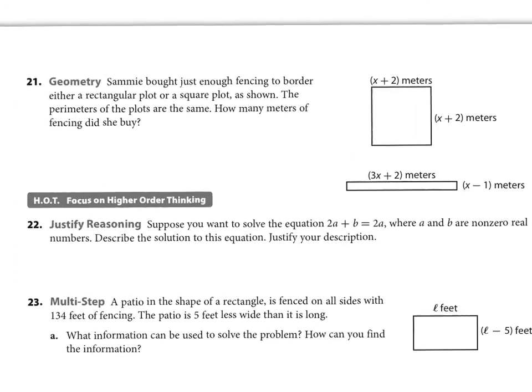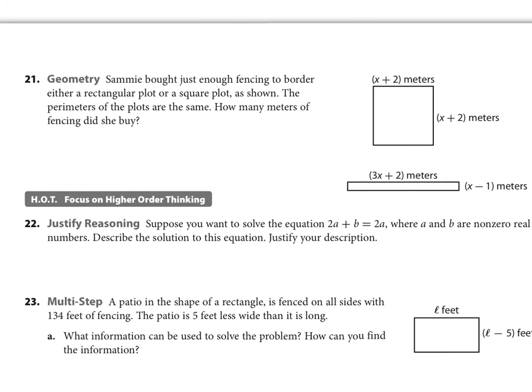A geometry problem here. Sammy bought enough fencing to border either a rectangular plot or square plot. As shown, the perimeters of the plots are the same. How many meters of fencing did she buy? Okay, so we're talking about perimeter.